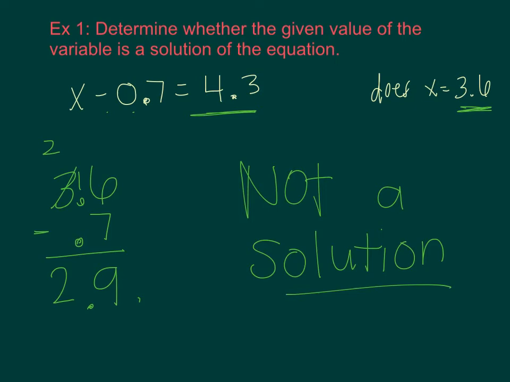It is not a solution. There is something that could be x, but we don't have to figure that out because that's not what it asked. We just needed to say, is 3.6 the solution? Yes or no. In this case, it's not.